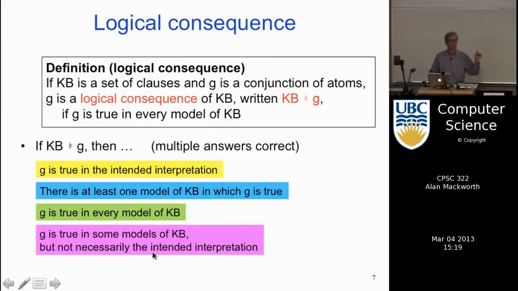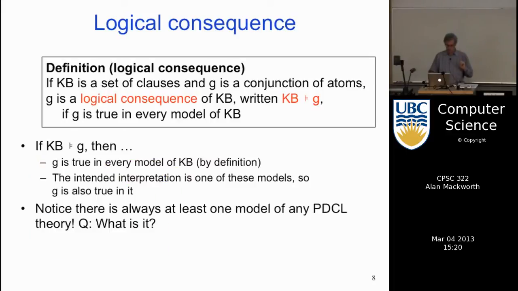Question: presumably the blue one's only true in virtue of the type of logic we're using? That's correct. Like in first order logic, you can get an inconsistent knowledge base. So that's absolutely true. As I said, the second one is a bit tricky. But in this case, we'll see there's always a model for every PDCL theory, every propositional definite clause logic theory. There's always at least one model. That's a good question. It's a claim.